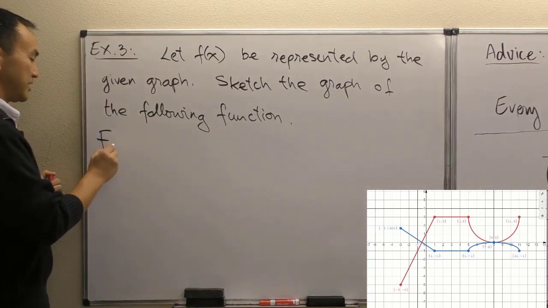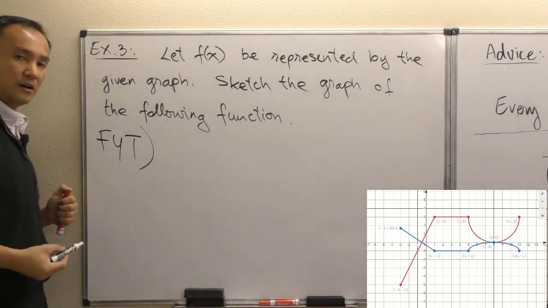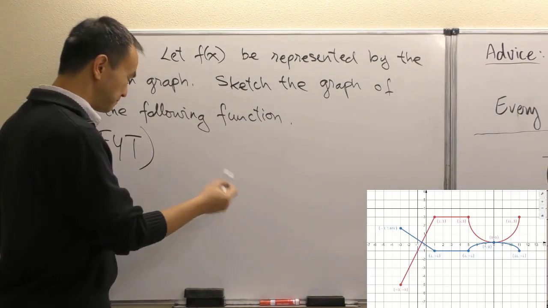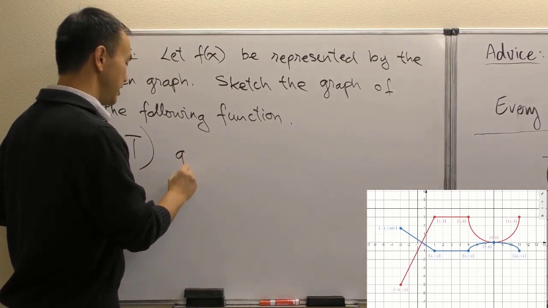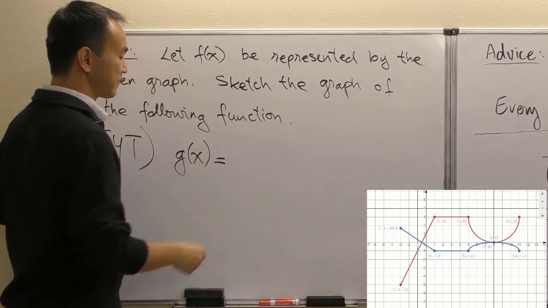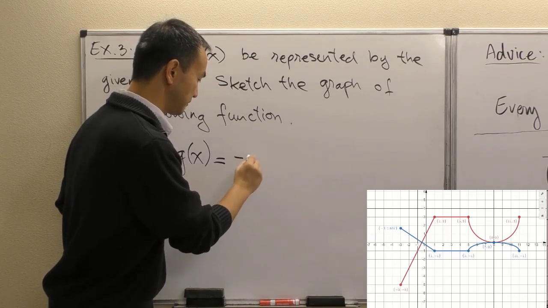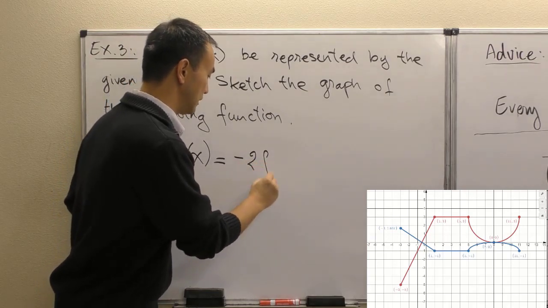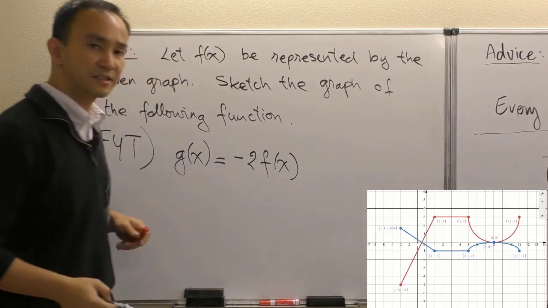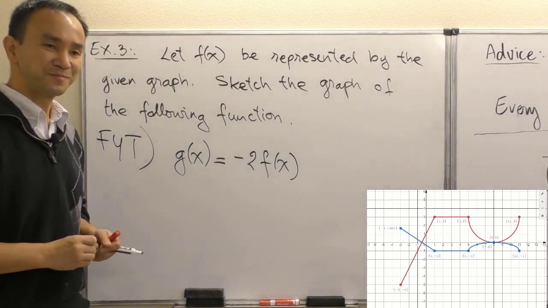So as an FYT, I want you to do for me, how about g of x is minus 2 f of x, okay, minus 2 f of x. All right.